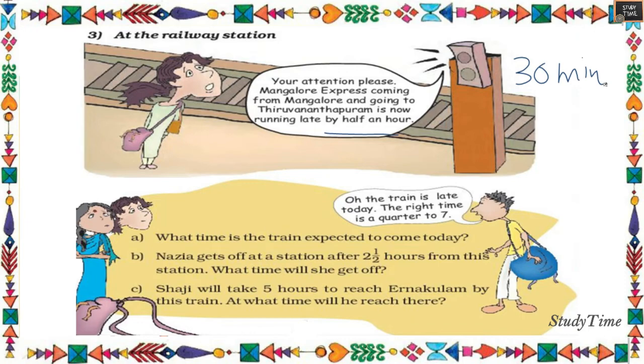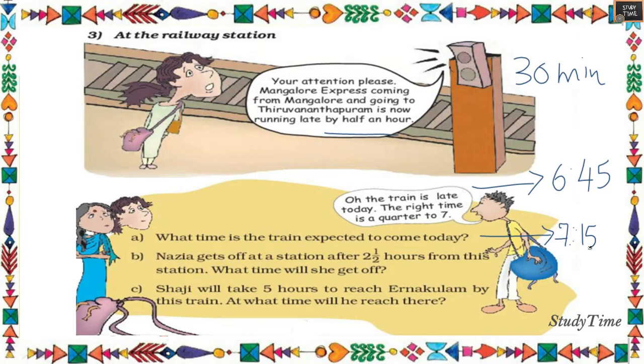Oh, the train is late today. The right time is 6:45. What is 6:45? 6:45 is the time. What time is the train expected to come today? Half an hour late, so it would come at 7:15. Here it is not mentioned AM or PM, so you can just leave it. So 7:15 is the time.